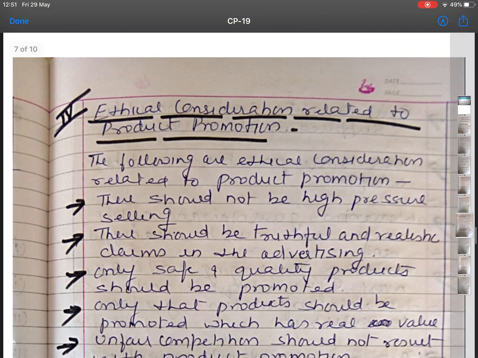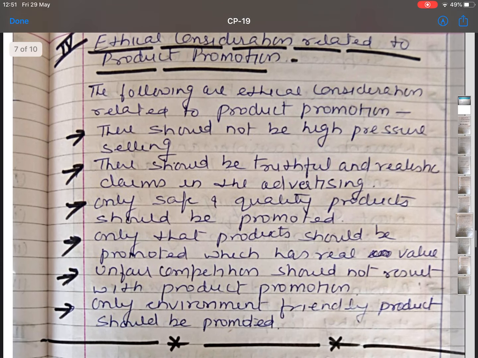Now the next is ethical considerations related to product promotion. The following are the ethical considerations which are related to product promotion. There should not be high pressure selling. High pressure selling is when you are using aggressive methods and inducing consumers to buy. Though consumers don't have any use of that product, you are using such pressure, such methods, or you are pressurizing consumers mentally to buy that product. That is called high pressure selling. It should be avoided.